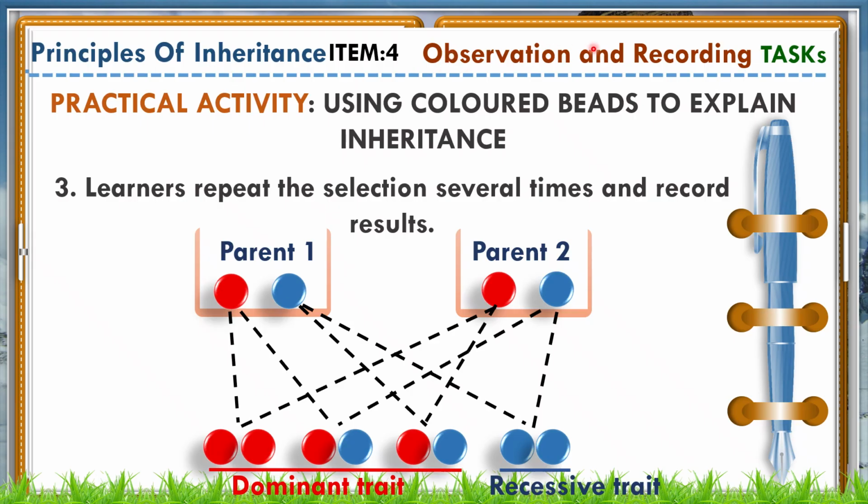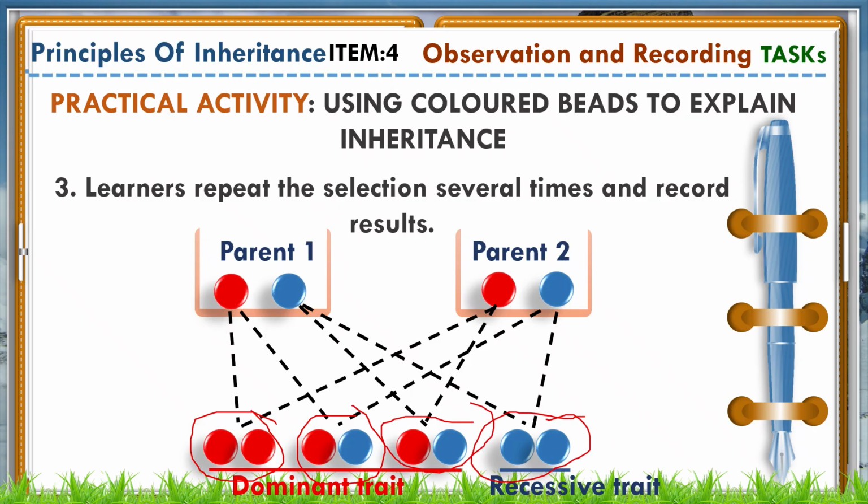Now, observation and recording. When you observe, remember we said that the red allele is dominant to the blue allele. So if it is eye color, red is dominant to blue. So of the 4 offspring we have got here, this is an offspring, this is an offspring, this is an offspring, and this is an offspring.